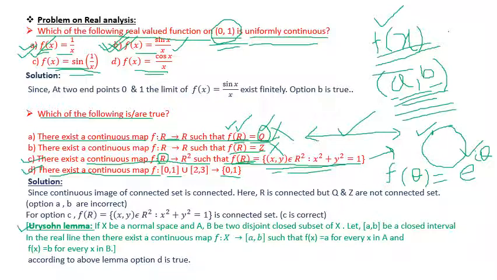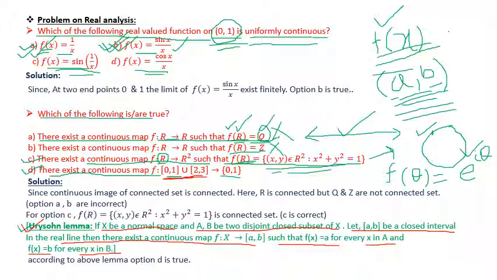This is the most important result. If X is a normal space and A and B are two disjoint closed subsets of X, and let [a,b] be a closed interval in the real line, then there exists a continuous map f from X to [a,b] such that f of x equals a for every x belonging to A, and f of x equals b for every x belonging to B, right?